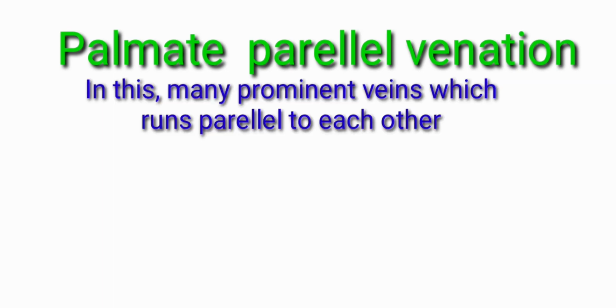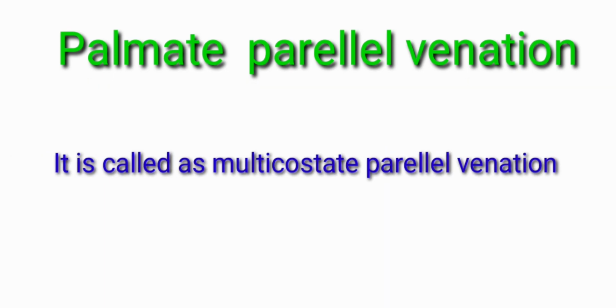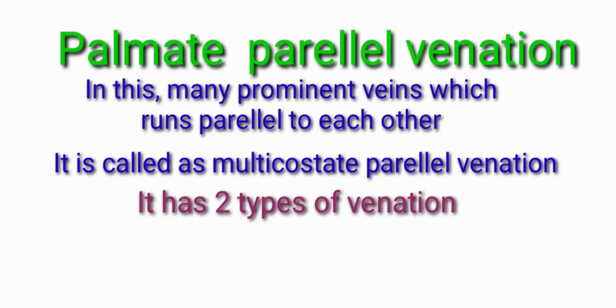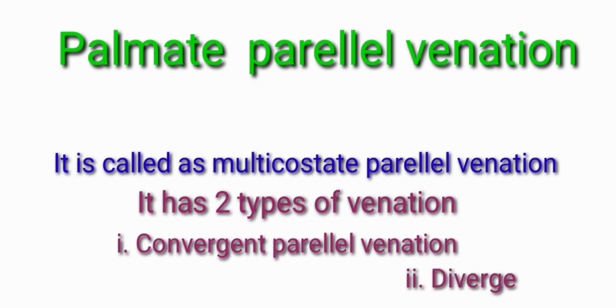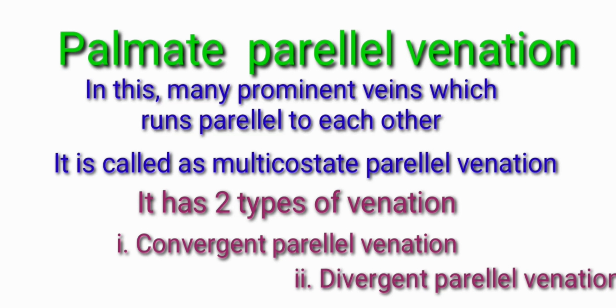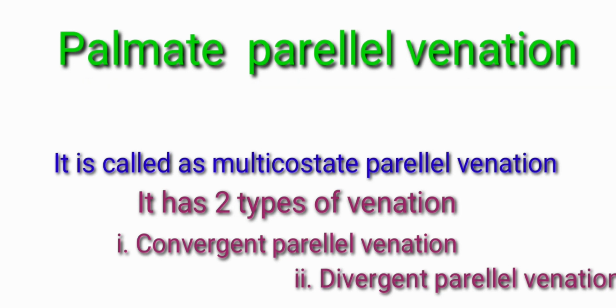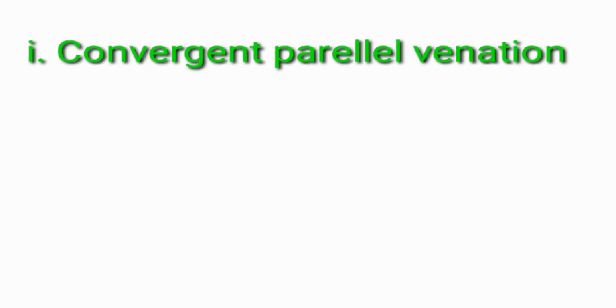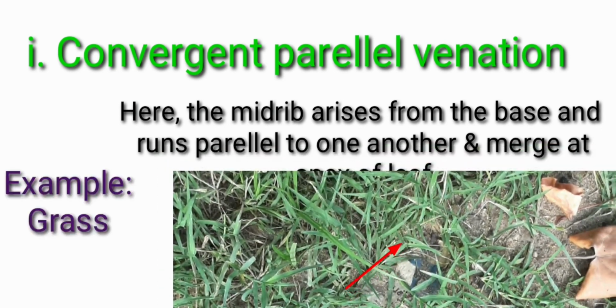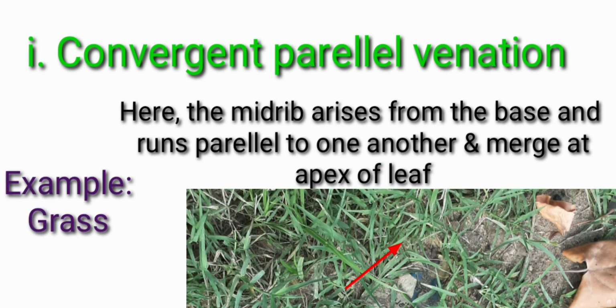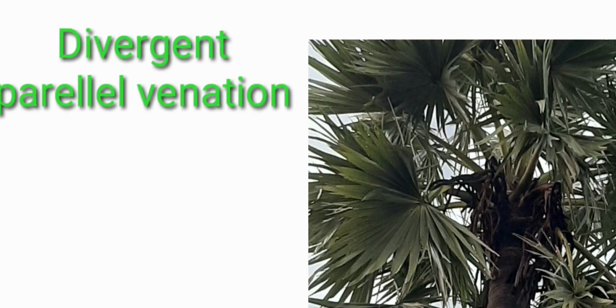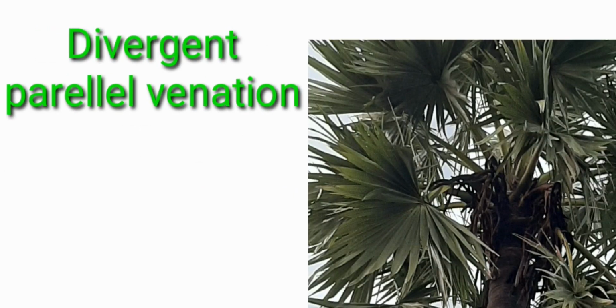Next one is the palmate parallel venation. In this type of venation, many prominent veins form which run parallel to each other. It is called multicostate parallel venation. It is again classified into two types, that is convergent parallel venation and divergent parallel venation. Under convergent parallel venation, the veins arise from the base and run parallel to one another and merge at the apex. Example, grass.